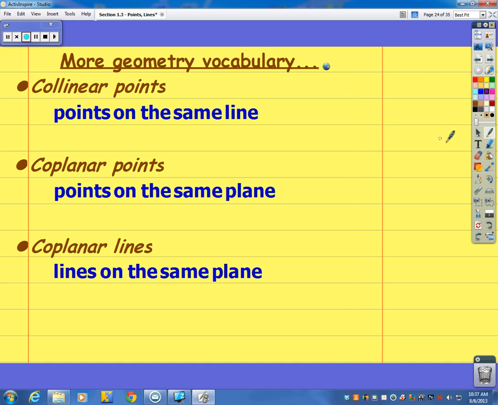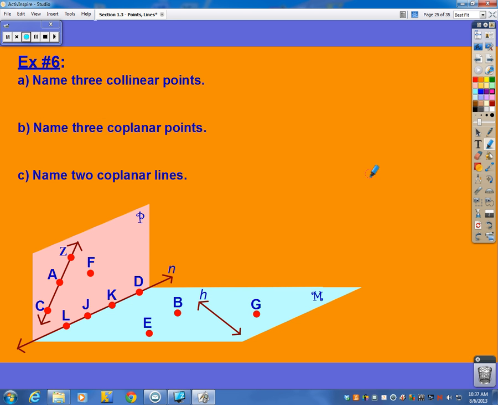Okay? Primarily out of these three terms, we will focus on collinear points, non-collinear points. Coplanar points and lines, we don't really discuss a whole lot, but they might pop up every once in a while. So example 6 here, name 3 collinear points. We need 3 points that are on the same line.